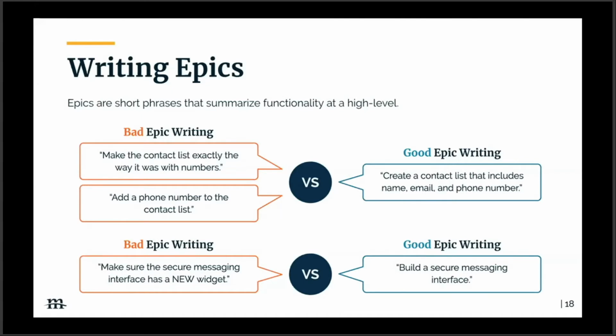I'll give you an example. The third bad epic on the left: make sure the secure messaging interface has a new widget. That really doesn't give the reader a sense of what needs to be accomplished. If you look at the good epic in relation to the bad one, building a secure messaging interface, it's simple and it's concise, and it defines a goal.